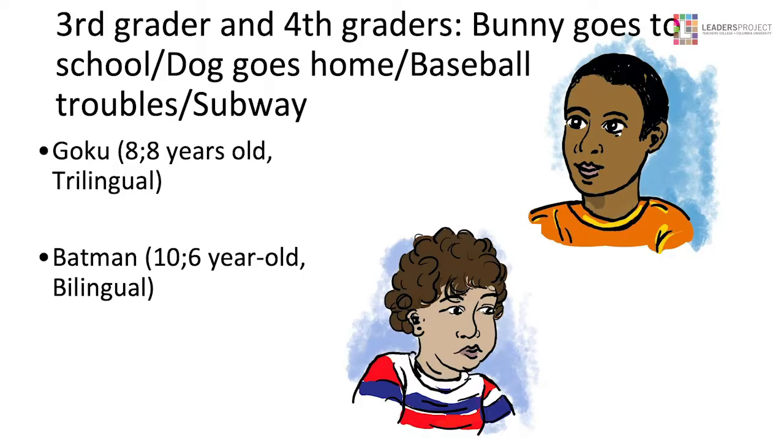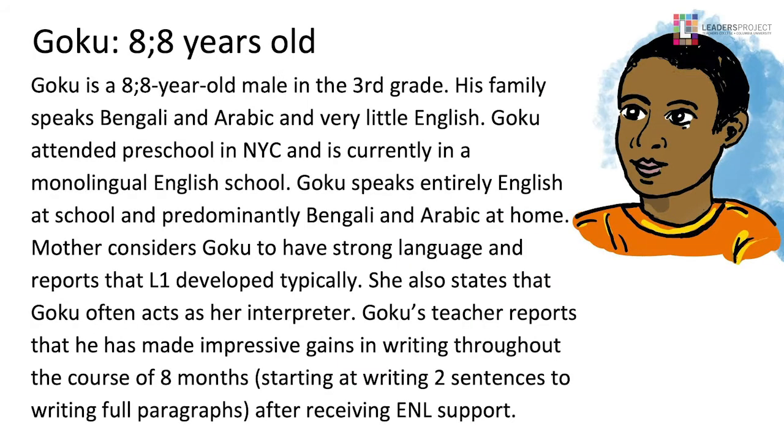Here are the three kids we're going to be looking at, the three students. Goku is 8 years, 8 months old. He's in the third grade. His family speaks Bengali and Arabic and very little English. Goku attended preschool in New York City and is currently in a monolingual English classroom. He speaks entirely English at school and predominantly Bengali and Arabic at home.